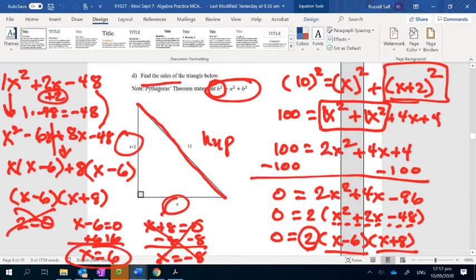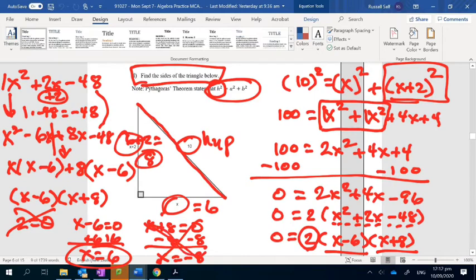6. But notice what does the question say? Find the x. Find the what? Sides of the triangle. Well, we already know this one's 10. We know that this one down here, x equals what? 6. So this one is 6 plus 2 or what? 8. You must have them all.